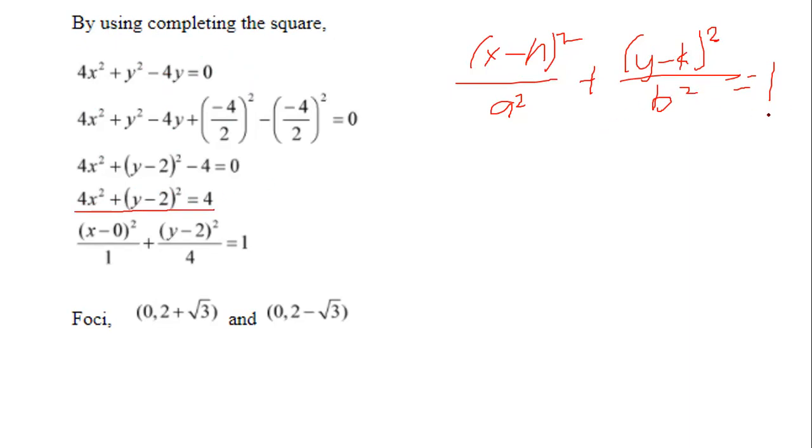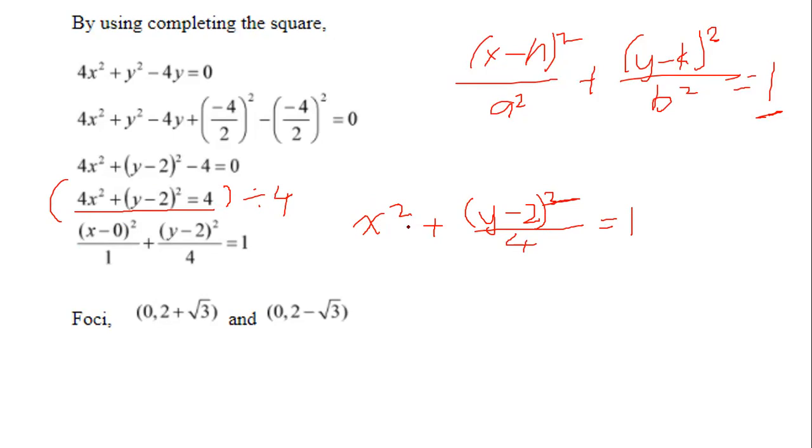So we want to get this one, right? So we must divide the whole equation by 4. So we will get x squared plus (y minus 2) squared over 4 equals to 1.